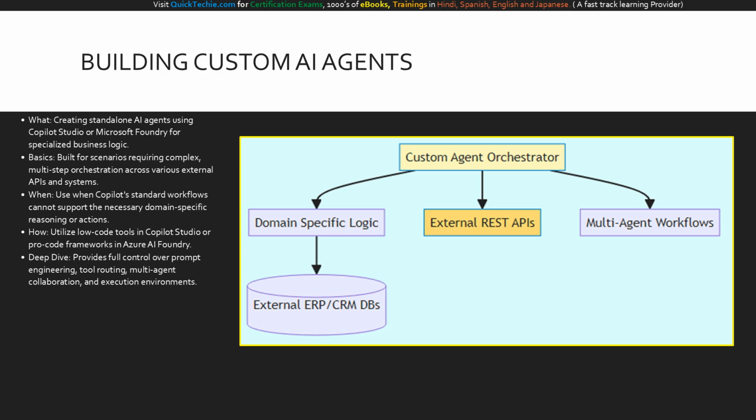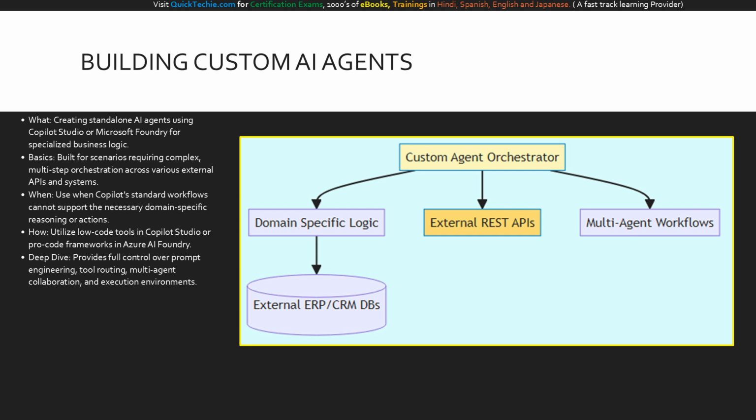Let's examine the custom agent architecture. Unlike the previous slide, this diagram shows an orchestrator that is entirely distinct from Microsoft 365. The central component is the custom agent orchestrator, which you configure and control. It pushes outward into three distinct areas.